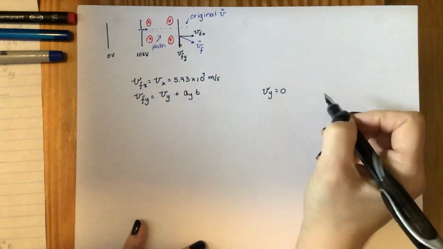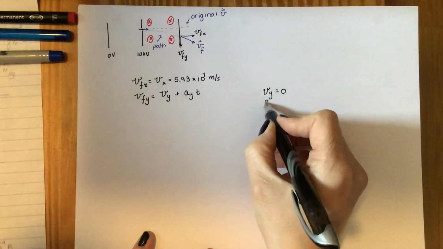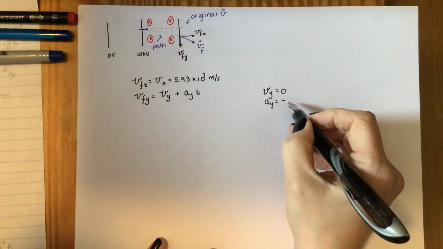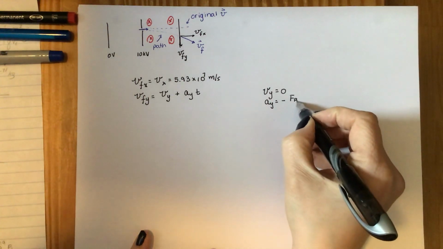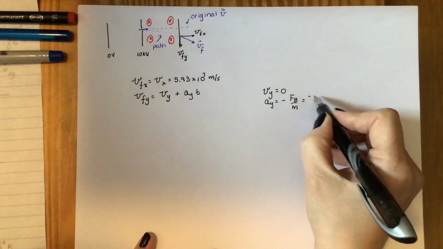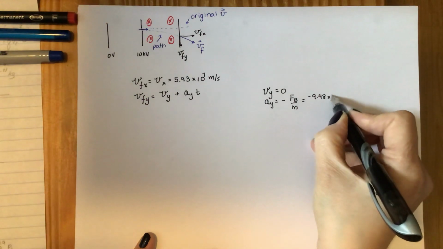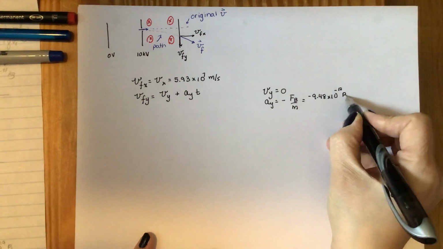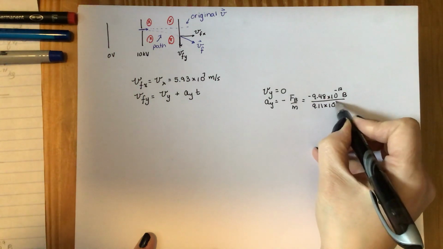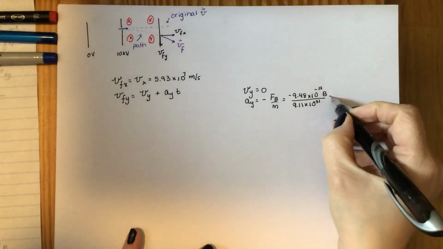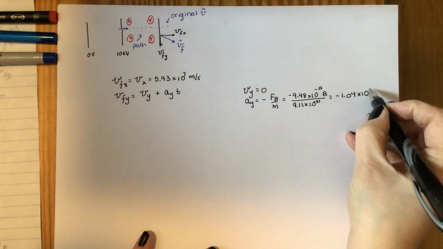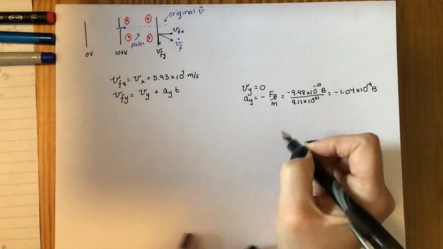Acceleration in the y, first thing is it points down, so it's negative. If F equals ma, then a is force over mass. The force was minus 9.48 times 10 to the minus 12 times B. The mass is the mass of an electron, 9.11 times 10 to the minus 31 kilograms. Do this on your calculator, you get minus 1.04 times 10 to the 19 times B. There's the acceleration.